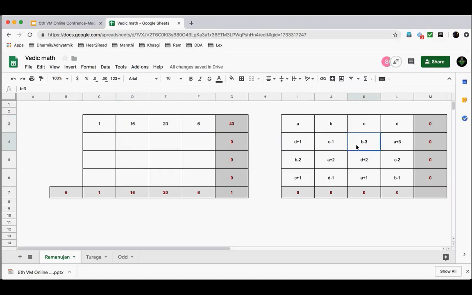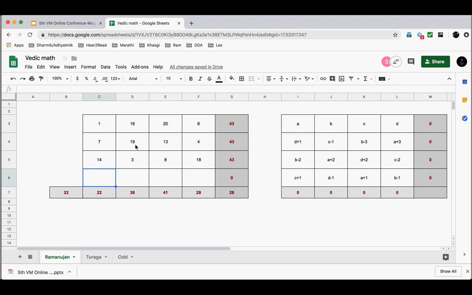And then for every square, there is a formula. The first square is D plus 1. In D, I insert 6, which is my D, and 6 plus 1 is 7. So you insert 7. And C minus 1, 20 minus 1, so you get 19. Then B minus 3, 16 minus 3 is 13. Then A plus 3, 1 plus 3 is 4. And then you get B minus 2, 16 minus 2 is 14. You get A plus 2, 1 plus 2 is 3. You get D plus 2, so 6 plus 2 is 8. C minus 2, 20 minus 2 is 18.